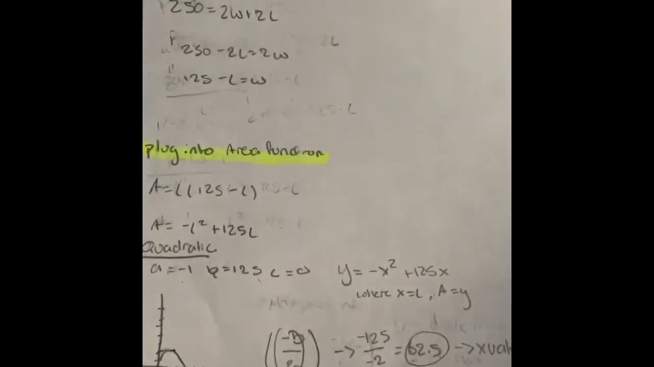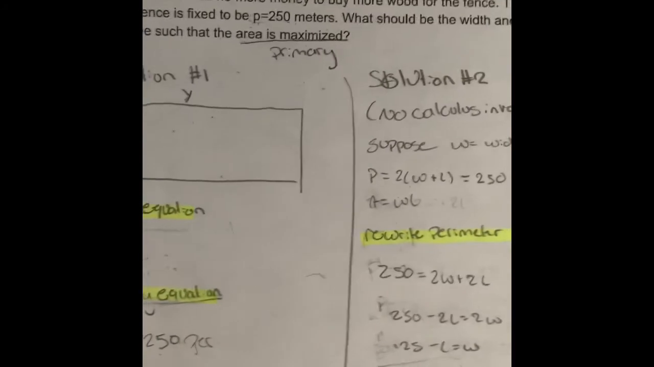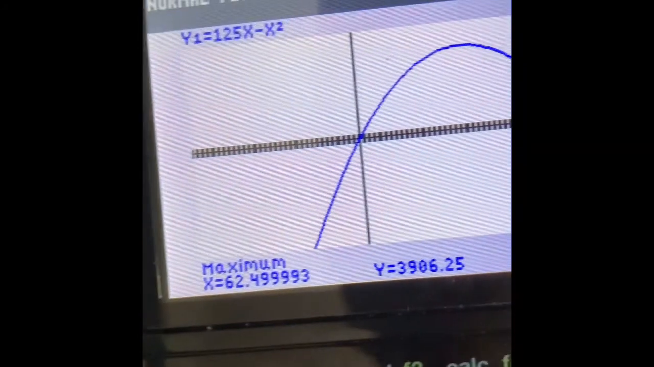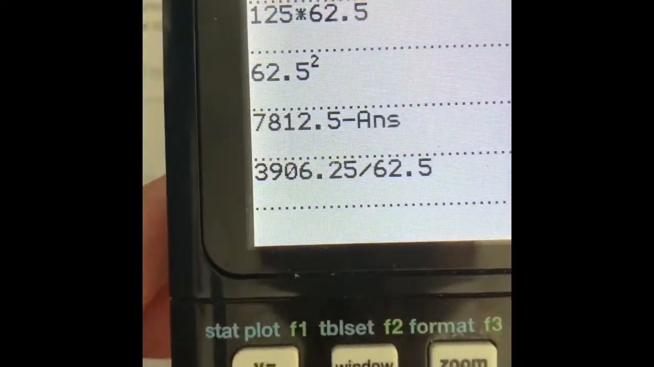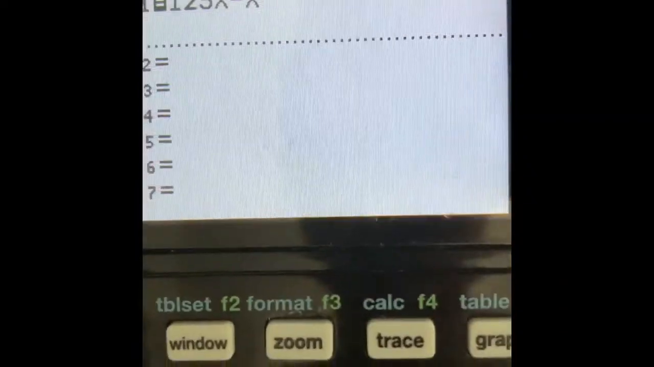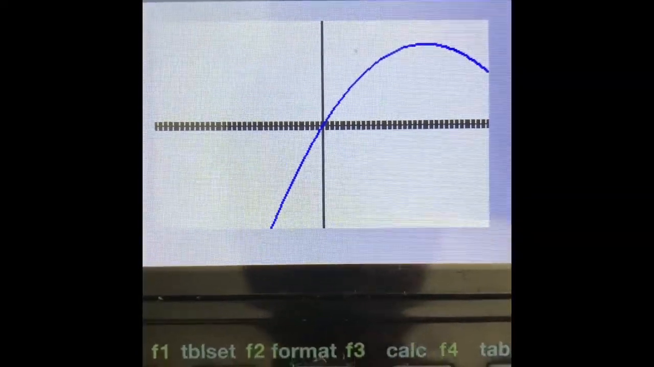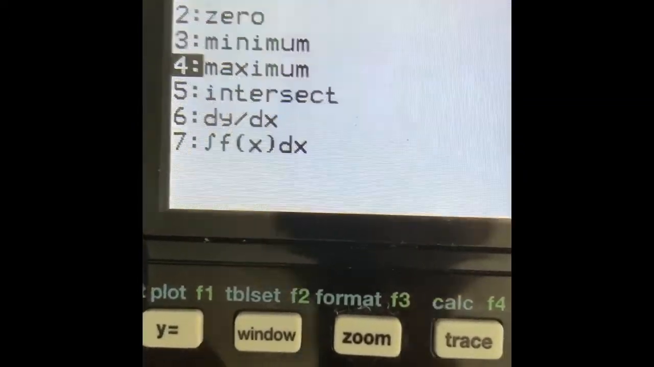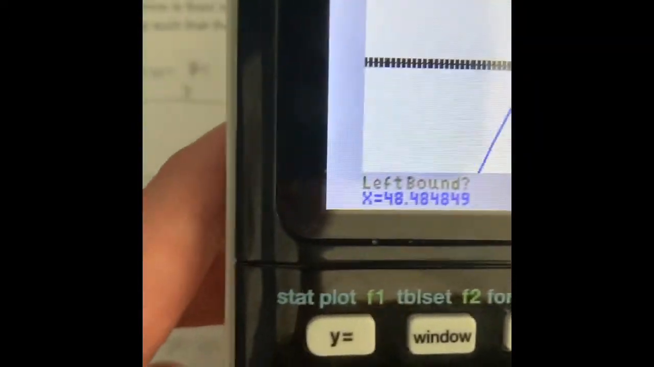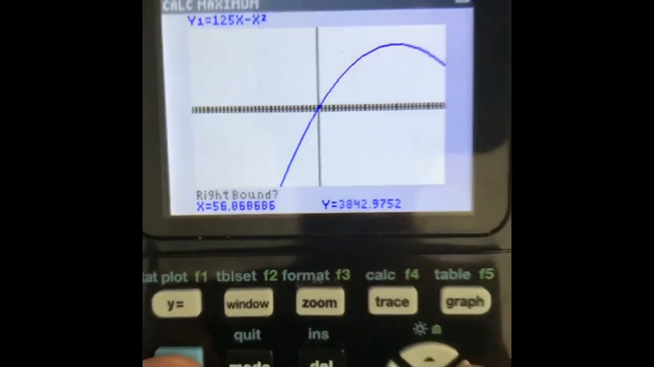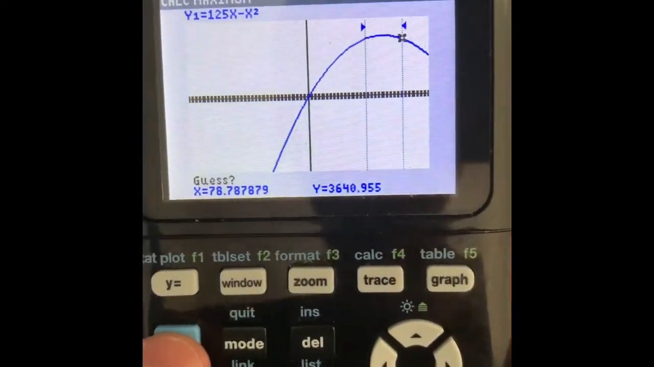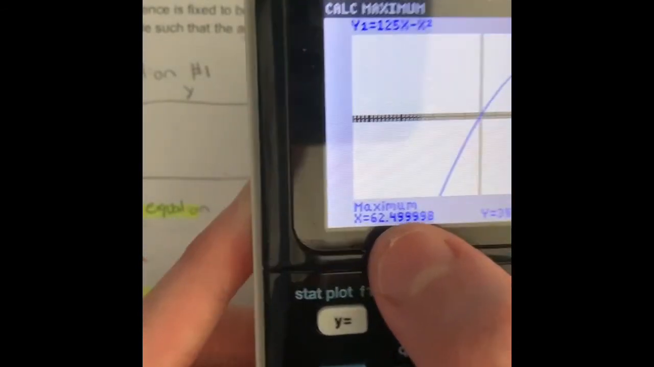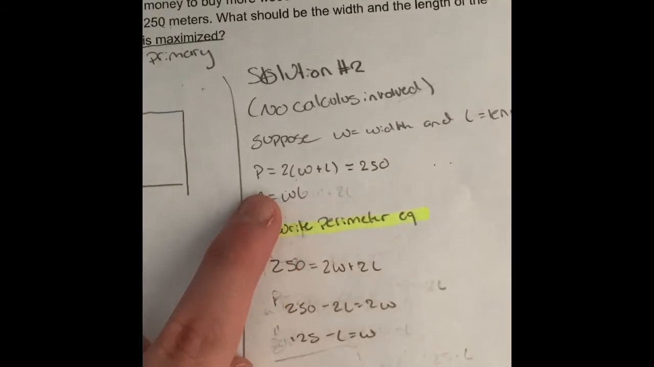Now there is another way to solve this using a calculator, and so you turn your calculator on first of all, and then you can plug in y equals, plug in your function, go to graph, and then you can do second calc, find your maximum, so you want to press 4, and then lower bound, and then upper bound, press enter. Got it. Maximum x equals 62.5, which would be our length, and you just plug it into your perimeter equation to find your width.